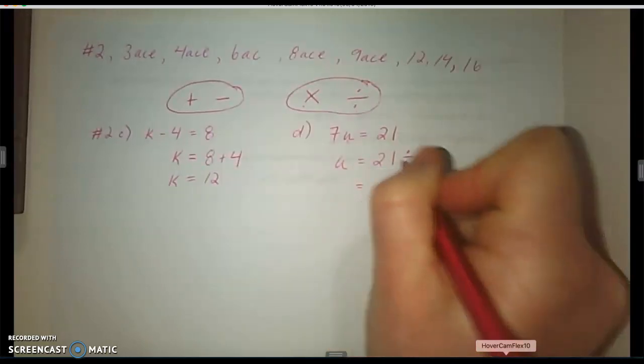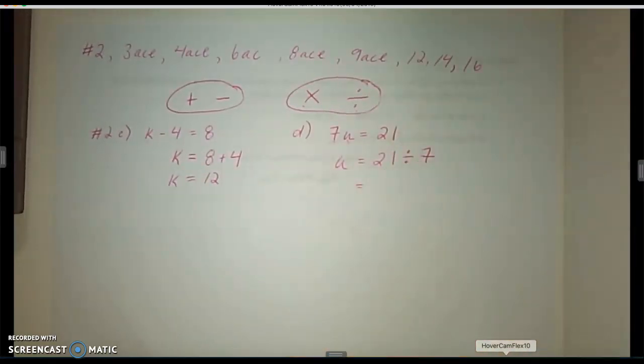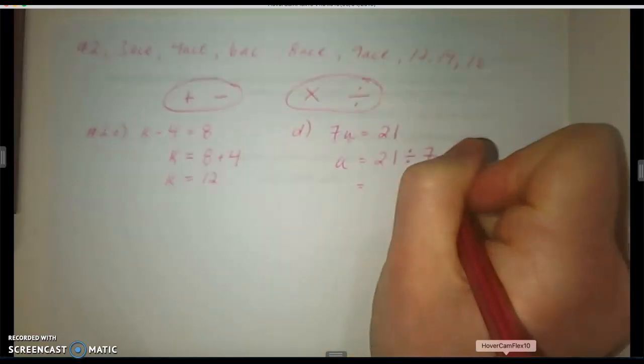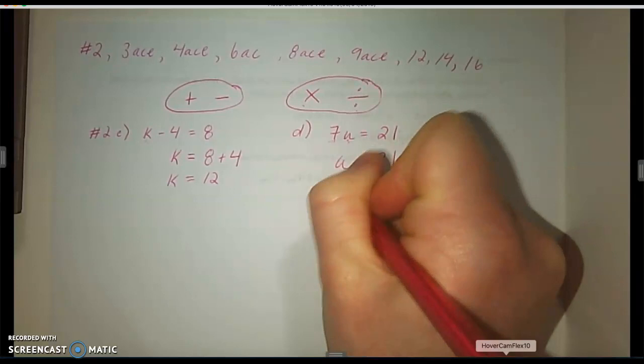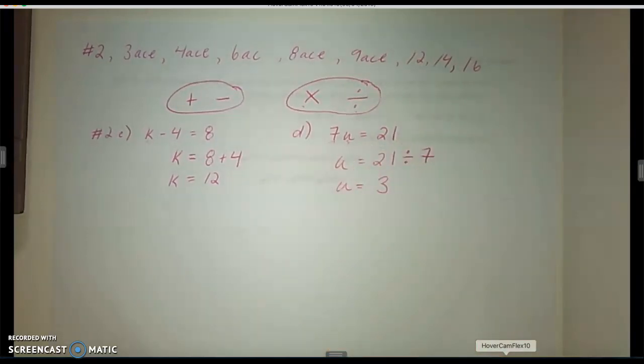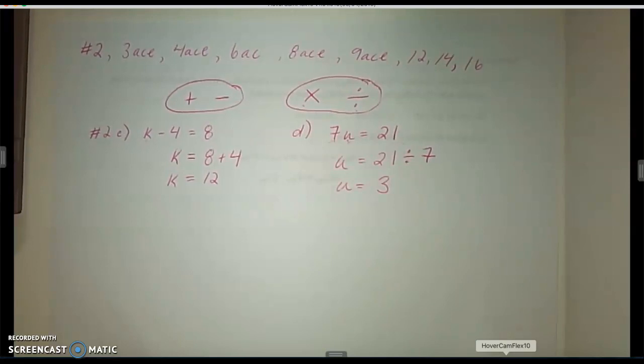Okay, and then 21 divided by 7. You're more than welcome to pull out a calculator to figure that out. I know in my head, though, that 21 divided by 7 is 3. So then my answer is u equals 3. Okay, so that's how you do number 2. Those are called one-step equations. So hopefully that example will help you.